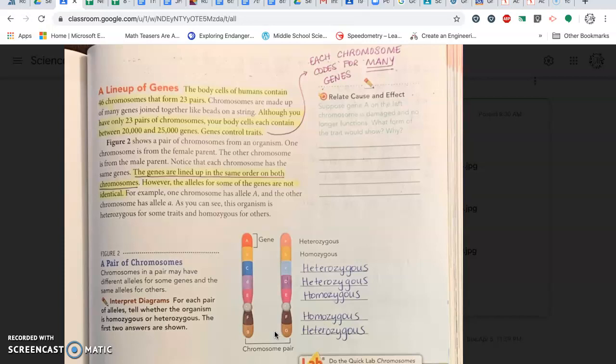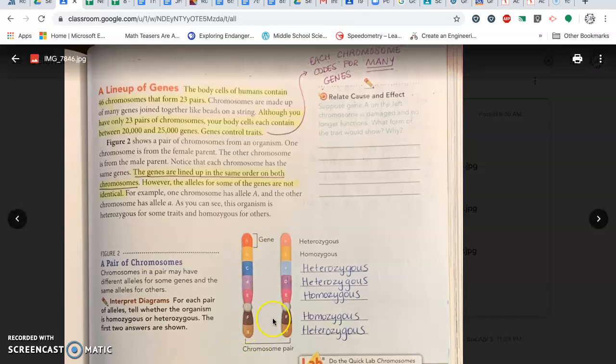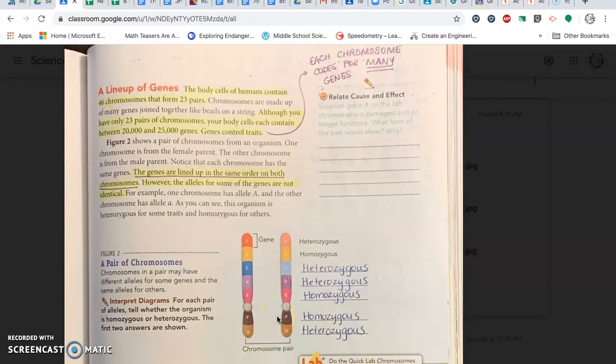Okay, and so on each pair of chromatids, or on each chromosome, you're going to have many, many genes being coded for. Like I said, this is just a very simplified diagram of 7 different genes that it's coding for. But in reality, each cell is coding for 20 to 25,000 genes. And if you have 23 chromosomes in each cell, that means roughly 1,000 genes are on each chromosome.